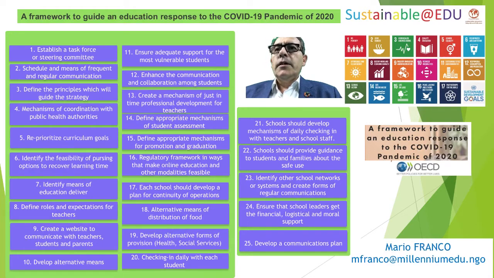Recommendation 22, schools should provide guidance to students and families about safe use. We know the school as an institution of education can help the families and the students to know, and especially in vulnerable families, this is very important if they don't have many other means of getting information. The recommendation number 23, identify other school networks or systems and create forms of regular communication. Then don't allow the schools to be separate and alone in this situation, but try to keep a kind of network communication.